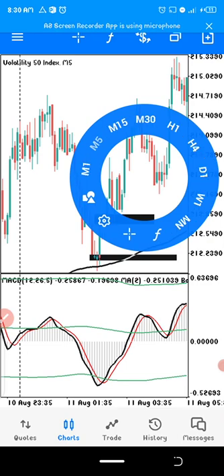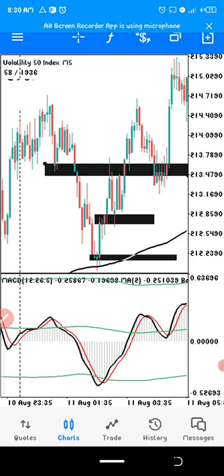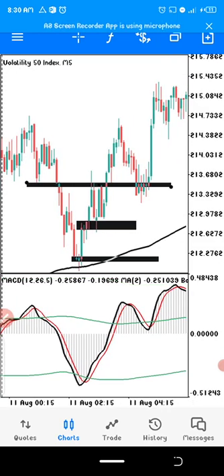What will I be going for? A one-to-one risk to reward ratio. After I've set my stop loss, this would have been my one-to-one, or even more than one-to-one. Let's say this would have been my one-to-one risk to reward ratio. That means the same amount of pips I'm risking for my stop loss is the same amount I'll be risking for my take profits.